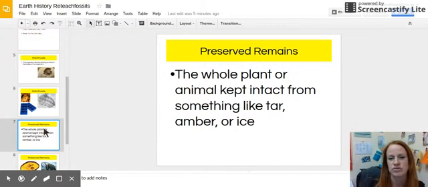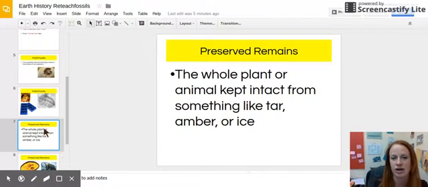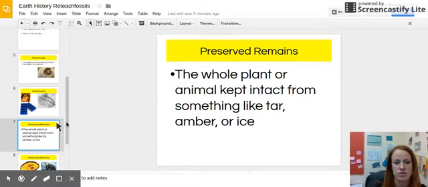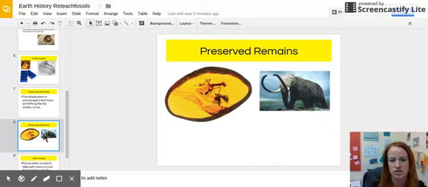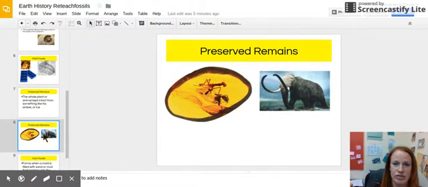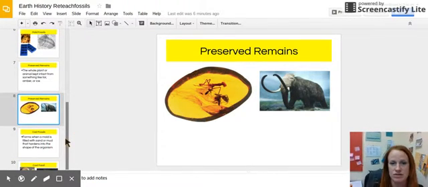Next, we have preserved remains. For preserved remains, it's when the whole plant or animal is completely intact. And things like ice or tar or amber are what help preserve these fossils. So here's a few pictures. The one on the left is an insect that is in amber. And then on the right, not that long ago, they found some woolly mammoths frozen in ice.